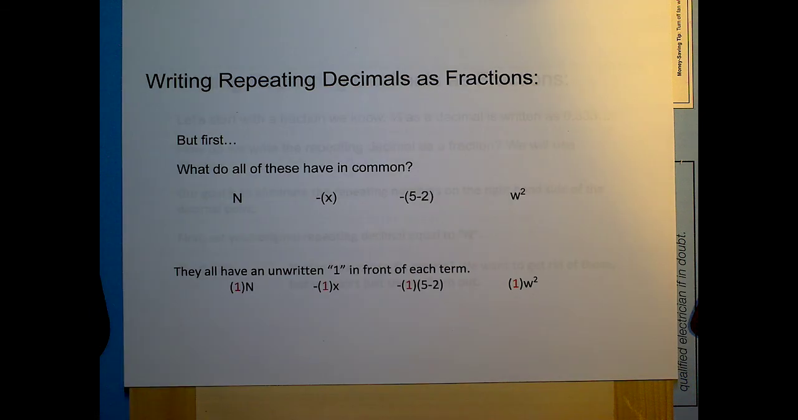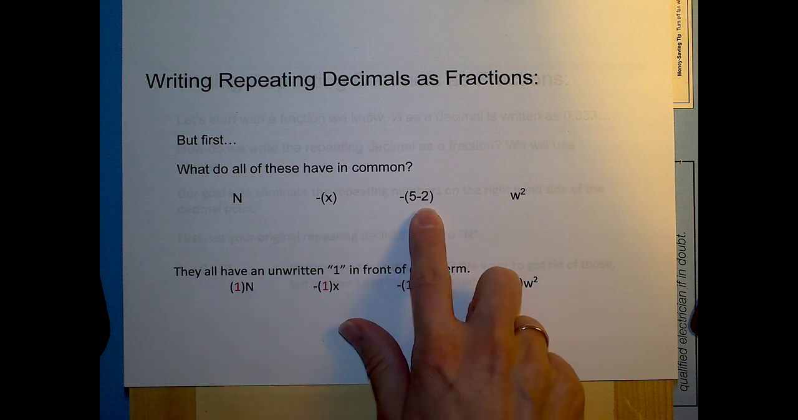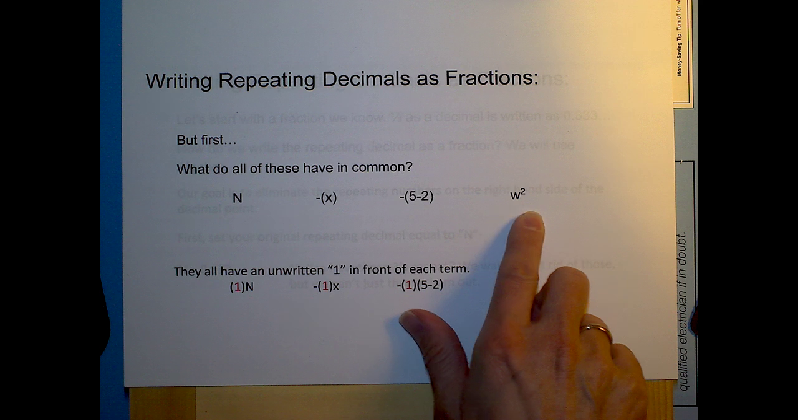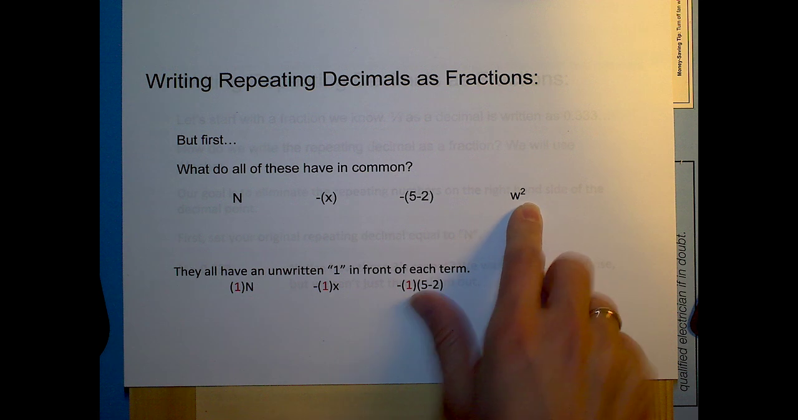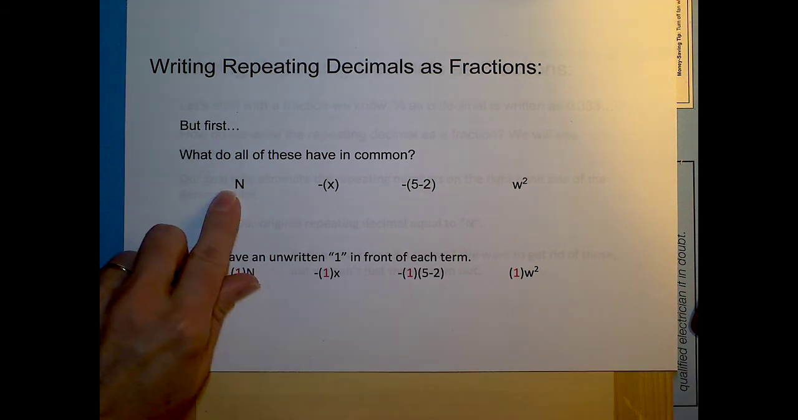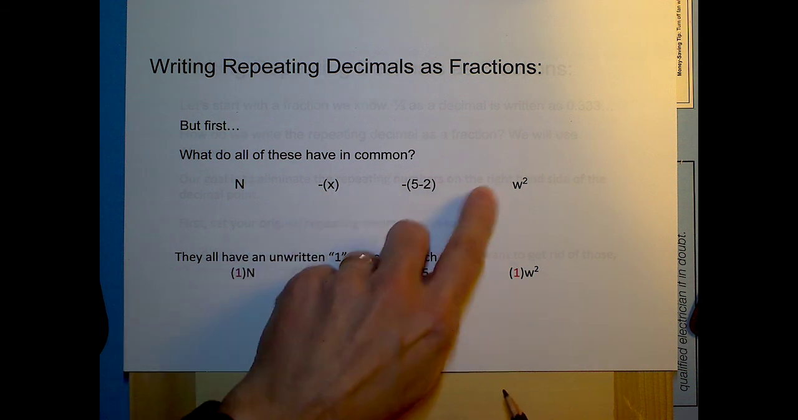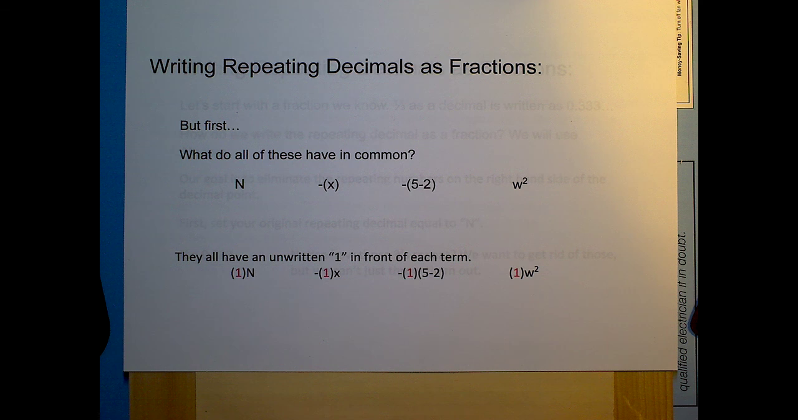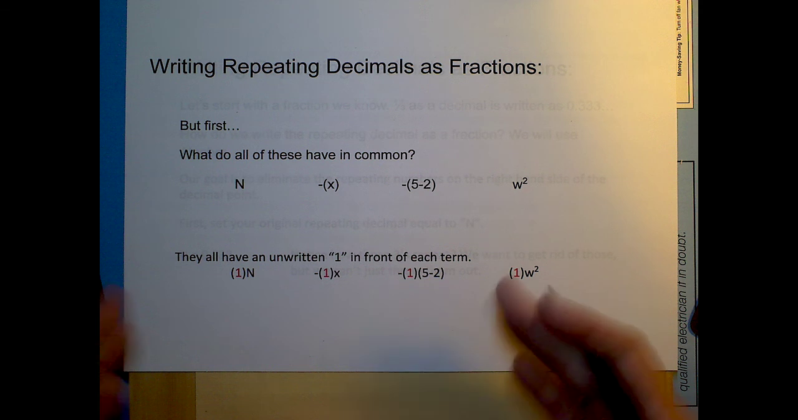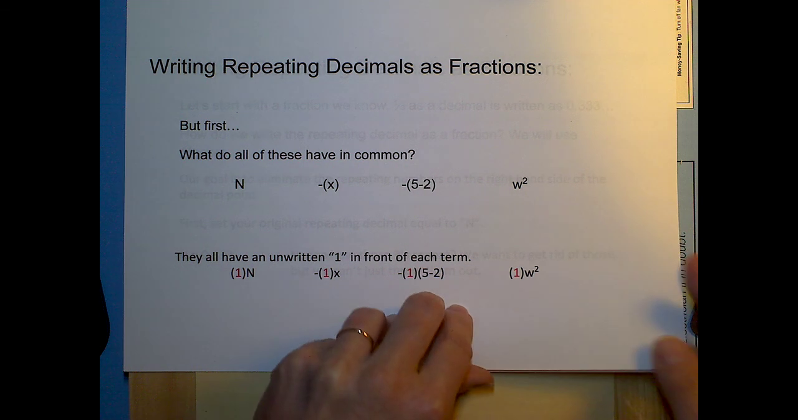So, I want you to look at these things. We have an n, inverse of x, the negative quantity 5 minus 2, and w squared. What do they all have in common? They all have an unwritten 1 in front of each term. So there's a 1 in front of here. There's a negative 1 in front of this, a negative 1 in front of that, and a 1 in front of this one. As mathematicians, that unwritten 1, we just understand that to be there. Okay, we don't have to write it, but it's understood that there is a 1 in front of those items.